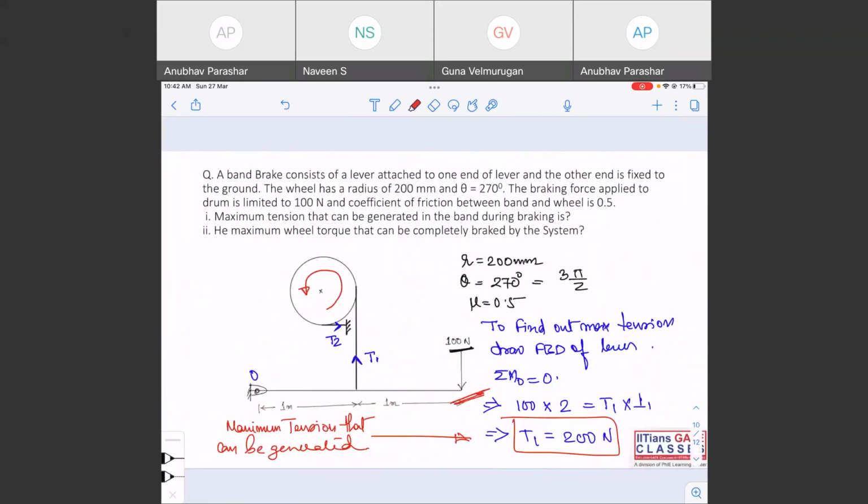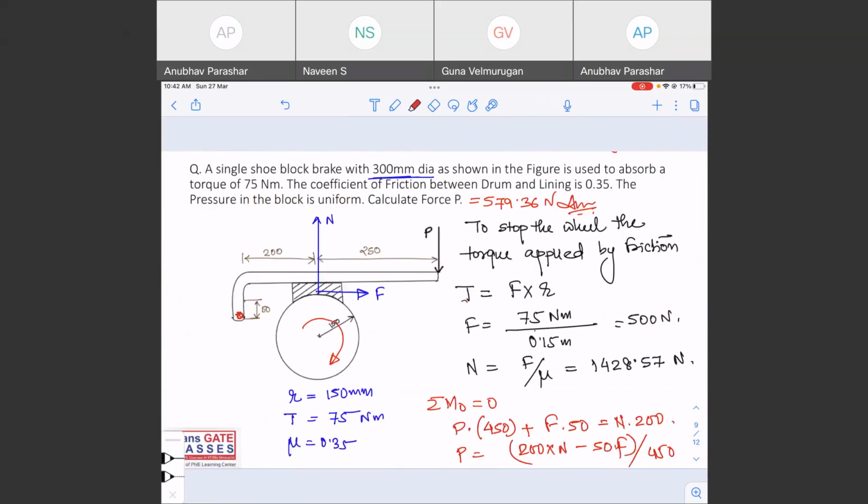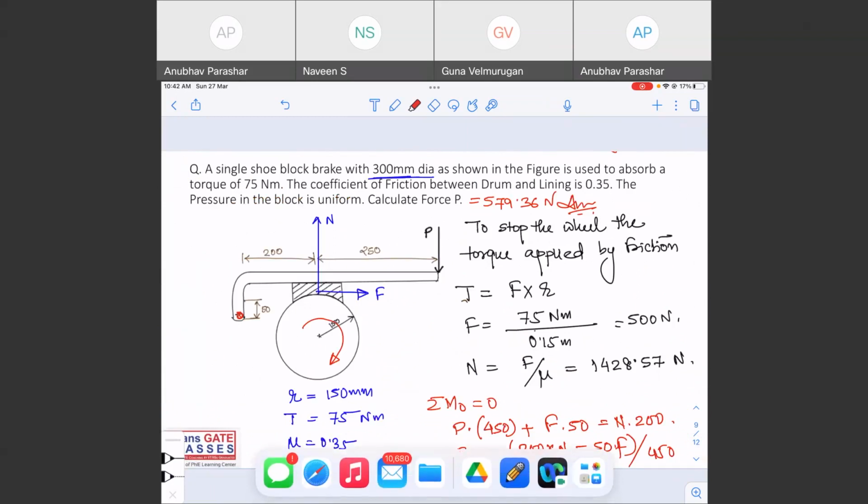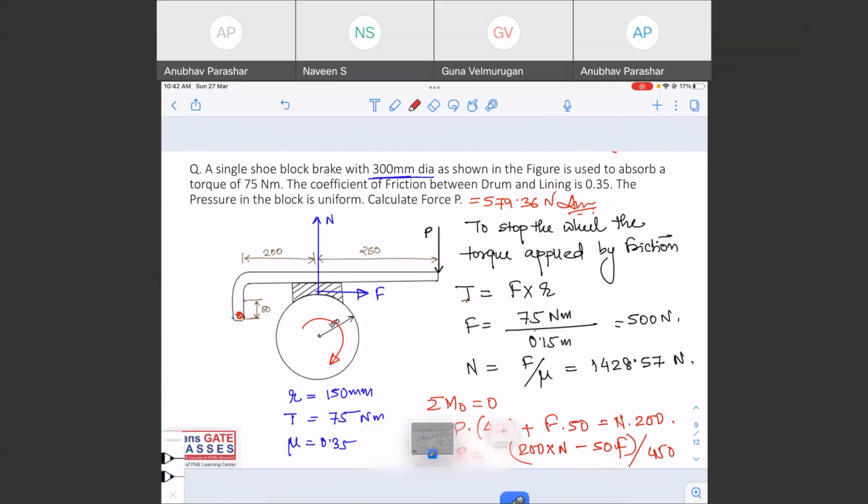So once you have done this question and you have done this question, you need not worry about any numerical question from brakes. You should be able to answer.